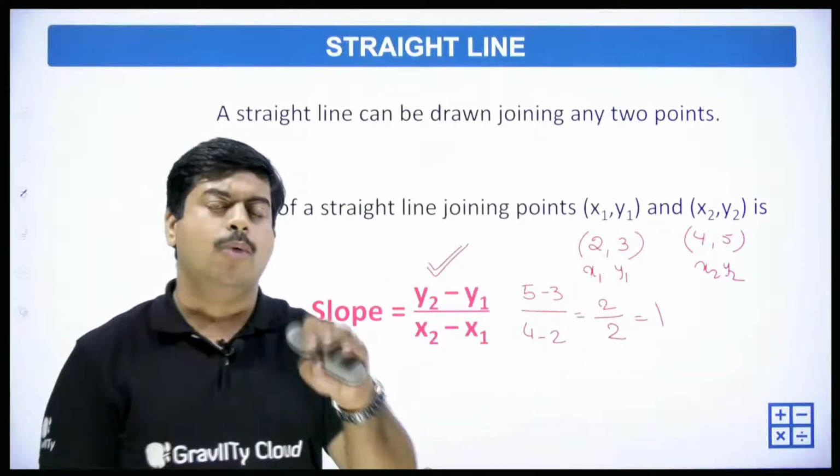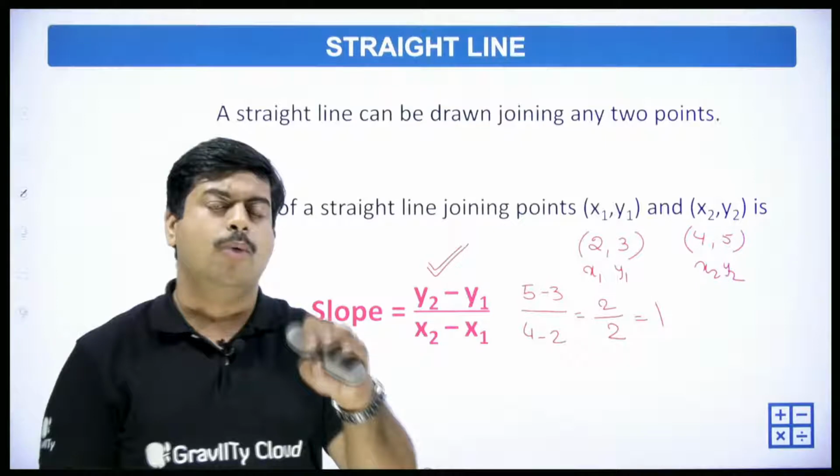Slope actually says the orientation. It's a parameter to describe the orientation or, more specifically, the inclination of the line, the angle with which it is inclined with the x-axis. Some trigonometric applications are involved in that.